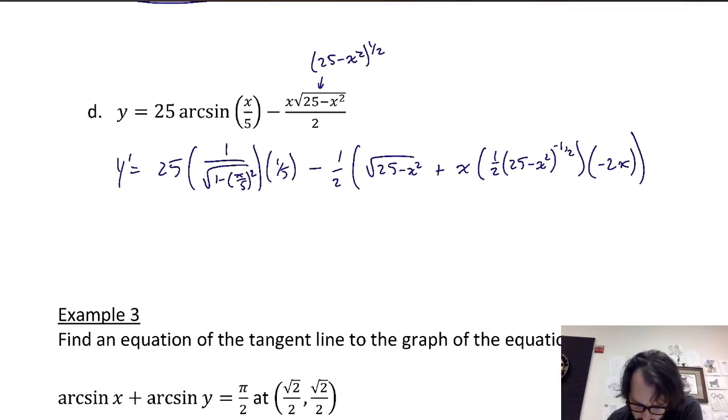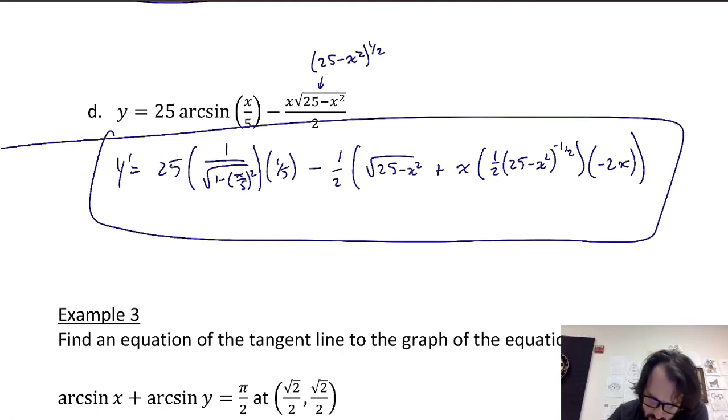1/2, u prime v plus u v prime. I think we are good with all of that.